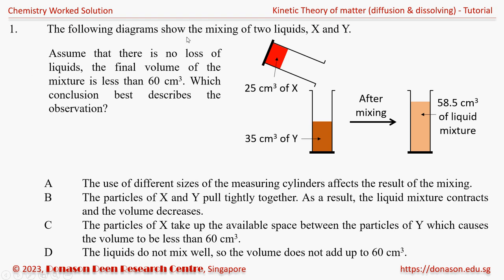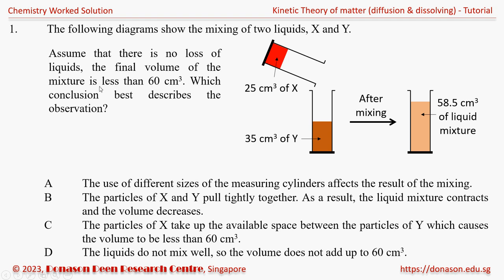The following diagram shows the mixing of two liquids, X and Y. So you've got one of the containers having 25 cm cube of X, and the other cylinder is containing 35 cm cube of Y. And if we were to add up a 25 and a 35 together, it should give you a total of 60. Assume that there is no loss of liquids.